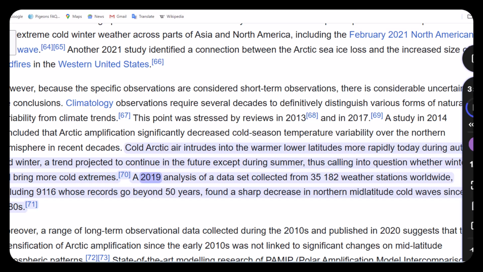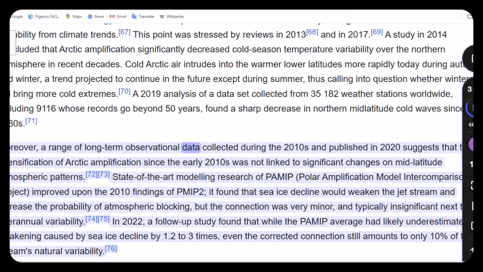A 2019 analysis of a data set collected from 182 weather stations worldwide, including 9,116 whose records go beyond 50 years, found a sharp decrease in northern mid-latitude cold waves since the 1980s. Moreover, a range of long observational data collected during the 2010s and published in 2020 suggests that the intensification of Arctic amplification since the early 2010s was not linked to significant changes in mid-latitude atmospheric patterns.